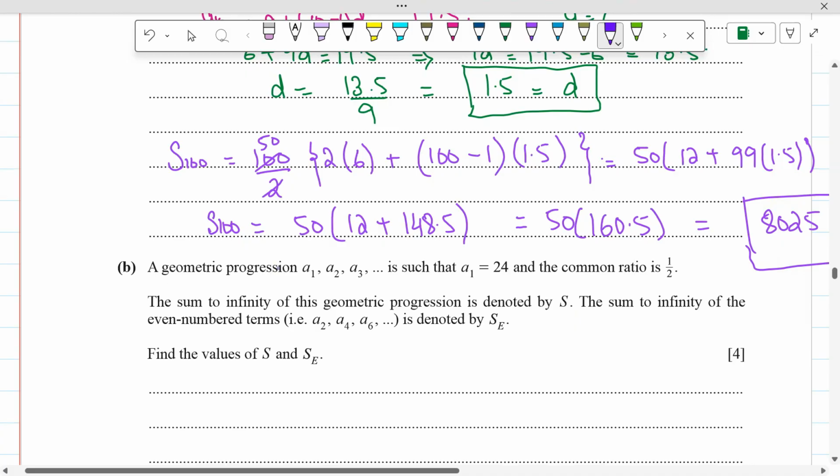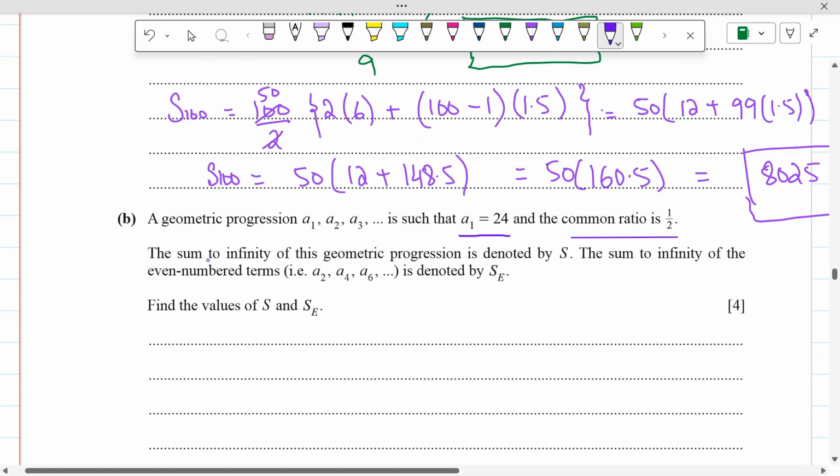Part B. A geometric progression a1, a2, a3 and so on is such that a1 is 24 and the common ratio is 1 over 2. The sum to infinity of this geometric progression is denoted by S. The sum to infinity of the even-numbered terms, which are a2, a4, a6, is denoted by SE. Find the values of S and SE.